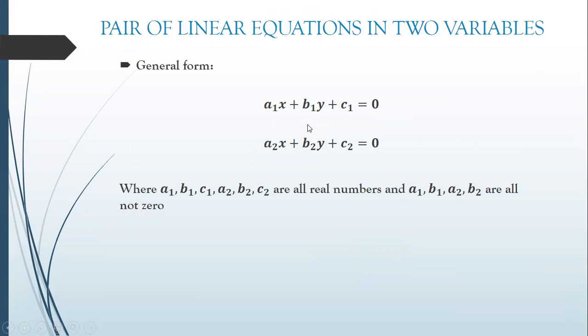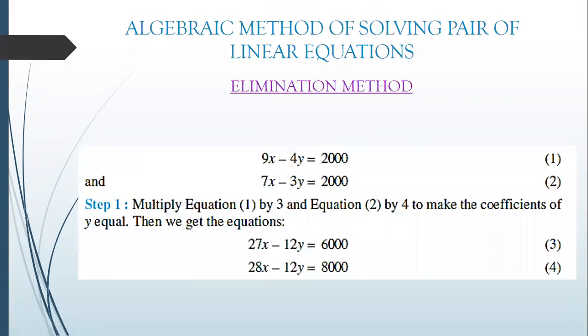Pair of linear equations in two variables. This is the general form: a1x plus b1y plus c1 equal to 0, a2x plus b2y plus c2 equal to 0, where all the coefficients are real numbers and a1, a2, b1, b2 should not be 0 at the same time.